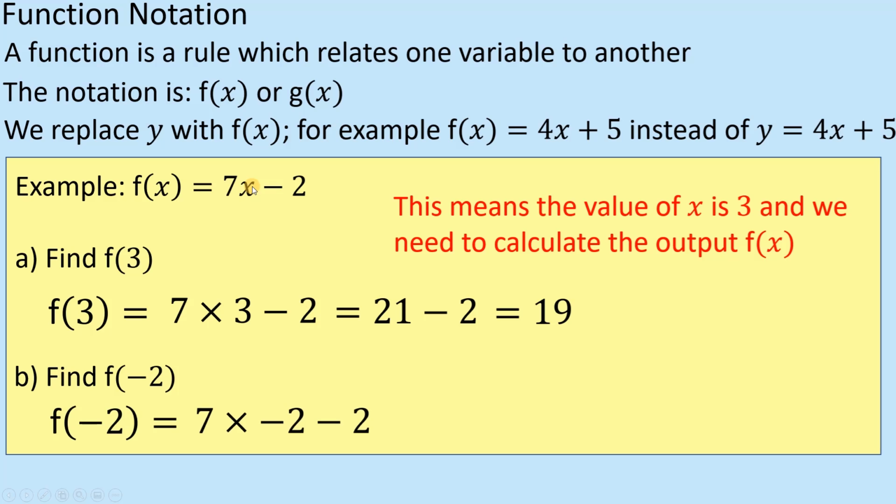So f of minus 2 is 7 lots of minus 2, which is minus 14, take away 2, which is minus 16. And it's as straightforward as that. Don't overcomplicate it, don't think about it. What this notation f of 3 means is put 3 into your expression, whatever you've got.